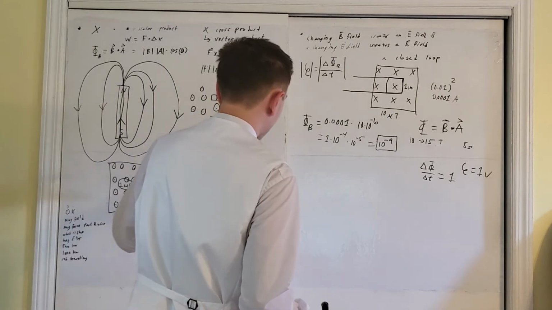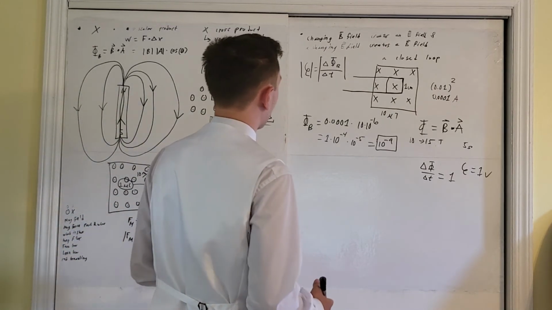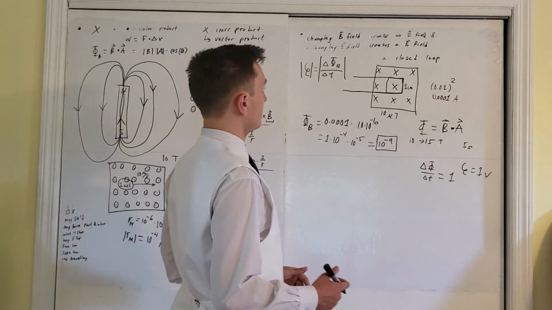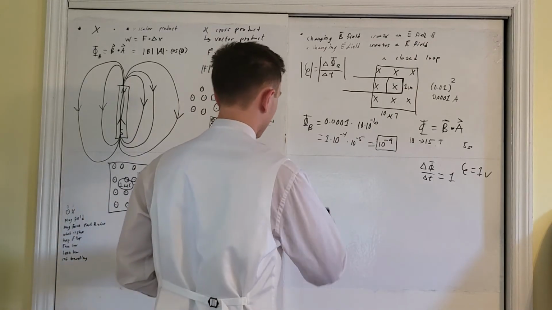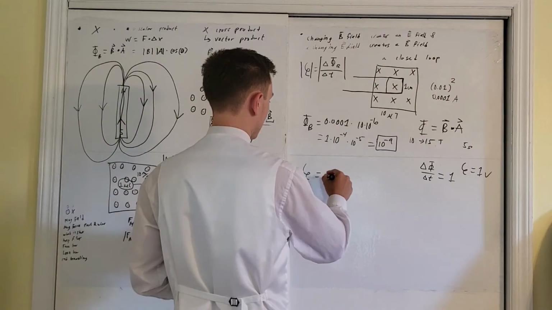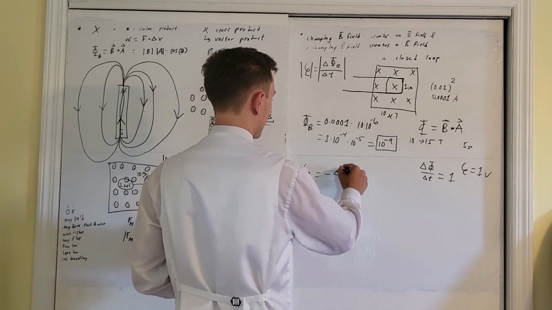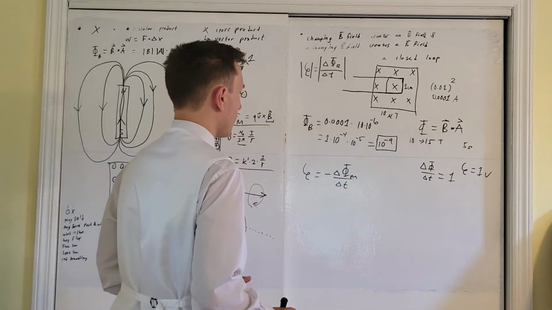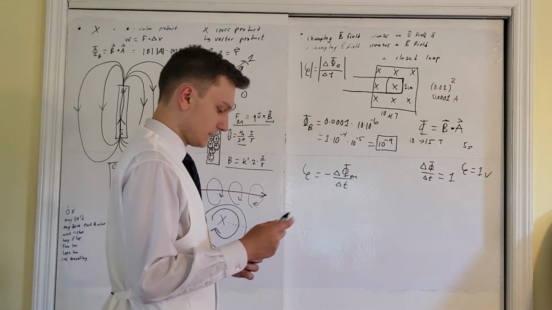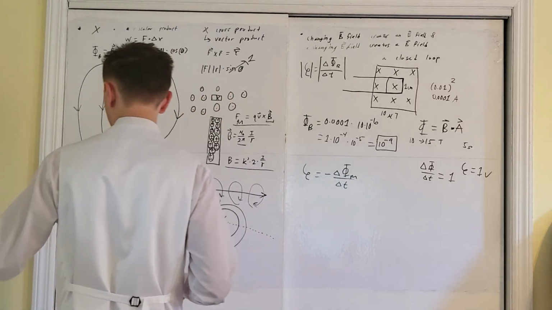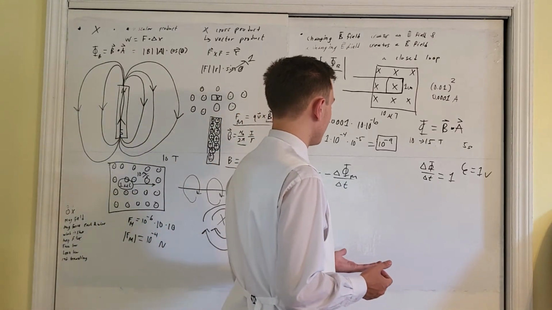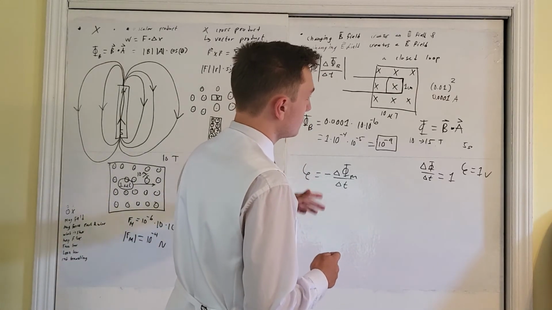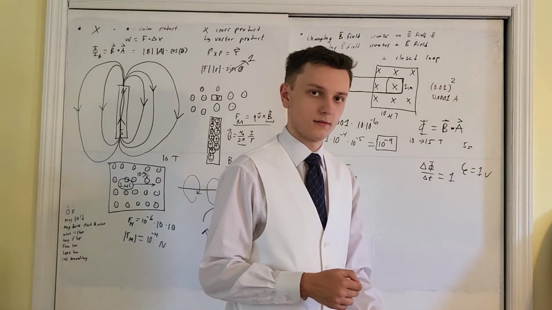Now, Lenz's law provides us with a different, more precise view on this equation. Where this equation tells us the magnitude of the induced EMF, Lenz's law tells us that the EMF is equal to the negative change in magnetic flux over the change in time, okay? Now, what does that negative mean? A negative means that as the magnetic flux increases, our induced EMF will work to oppose it, okay?